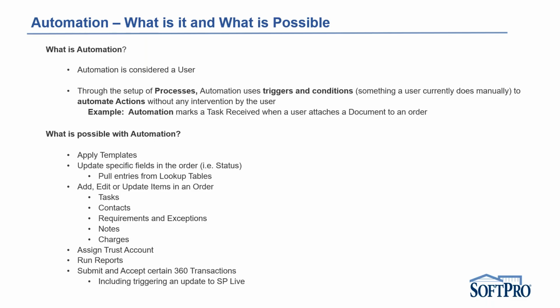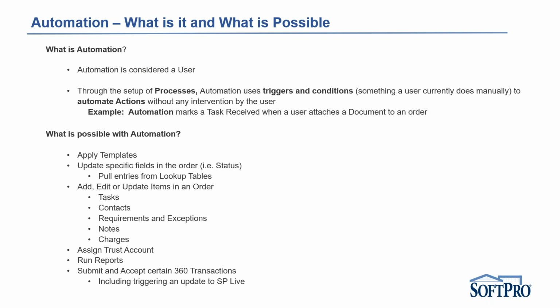And then outside of order entry pieces, automation can be set up to run reports at a specific day and time and drop them in a shared folder on your network. And it can submit and accept certain 360 transactions, including triggering updates to SoftPro, I'm sorry, Closings Live. I haven't updated this slide clearly, including updating Closings Live or SoftPro Live. So those are the certain things that it can do outside an order. Everything else is an order.